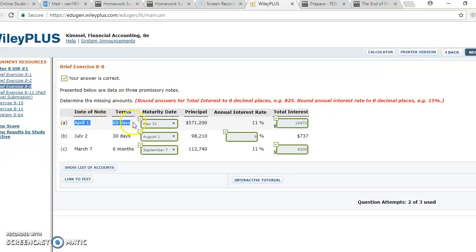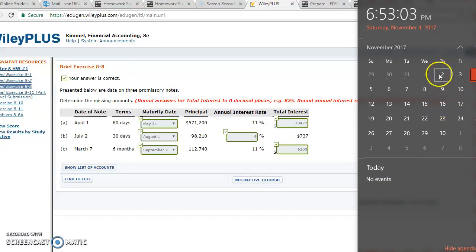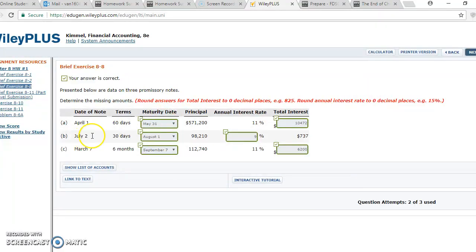When you're calculating terms in days, we do not count the day the note was signed. So how we come to the maturity date on this first one is we start on April 2nd as the first date, and then you count 60 days starting April 2nd, and the 60th day is the maturity date. What I did is I pulled up my calendar, said April 1st, and then started counting on April 2nd and went 60 days, and my maturity date was May 31st. I did the same exact thing for B. I started counting on July 3rd. 30 days later was August 1st, which is the maturity date.